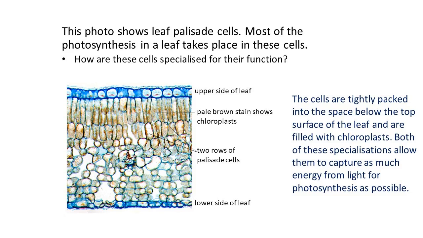So if you look back at your table, you should be able to write in the leaf palisade cell row the location on the plant. You should be able to write down the function of a leaf palisade cell, and you should also be able to write down the adaptation. Think about what's inside the palisade cell. What do they have lots of in the palisade cell? Pause whilst you do that, and then we'll talk about plant storage cells.